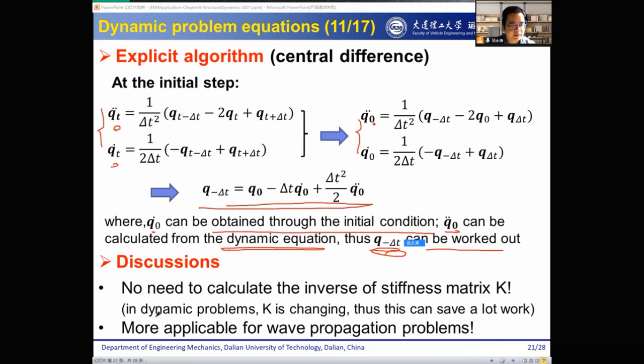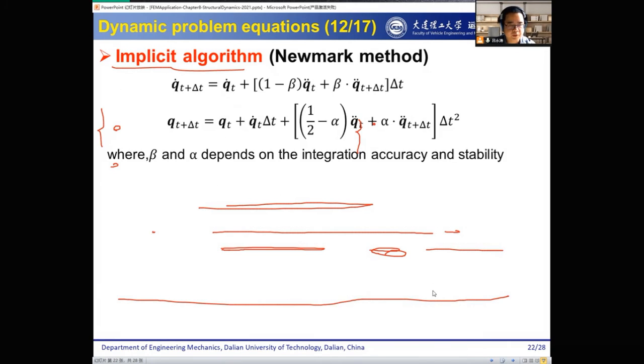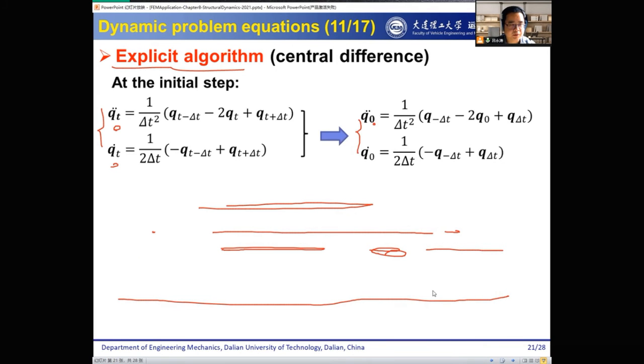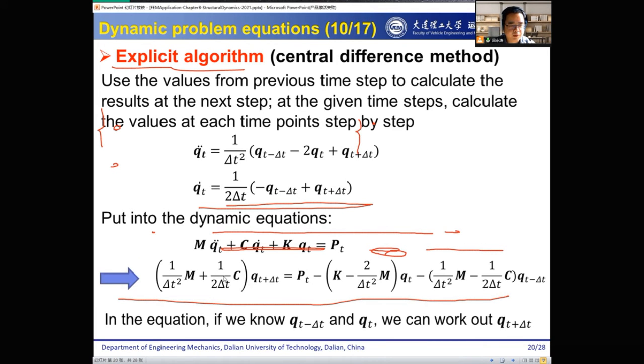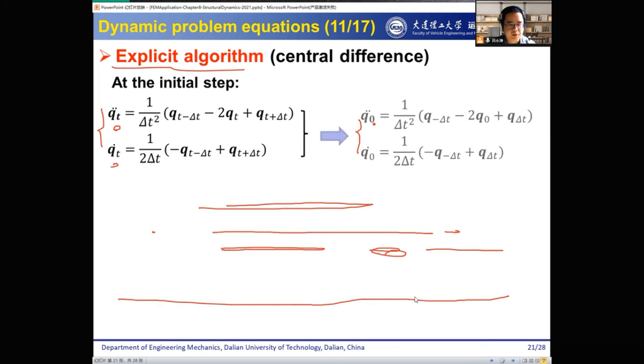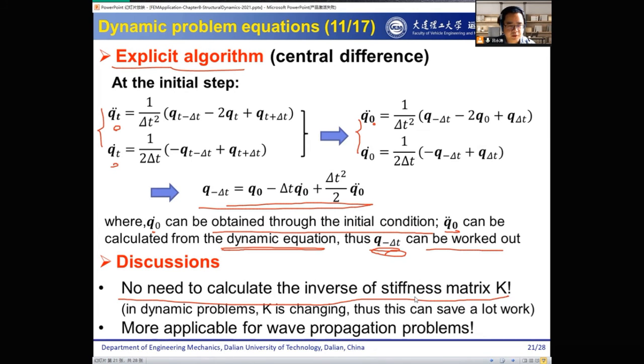So, some discussion about the explicit algorithm. For the explicit algorithm, there's no need to calculate the inverse of the stiffness K. If we go back to the equation, you see we don't need the inverse, and we just need to know all those parameters, and you can quickly work this out. So this is the advantage.